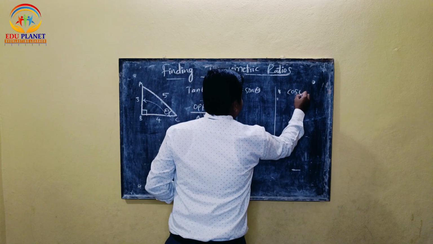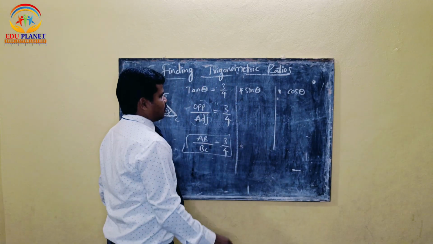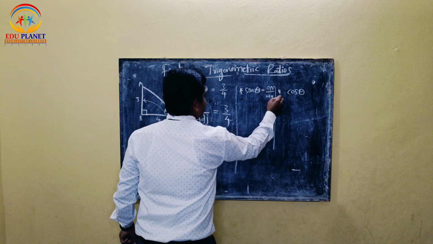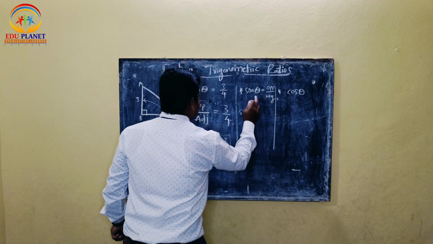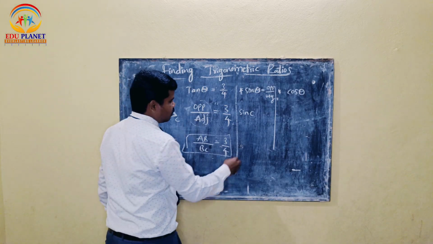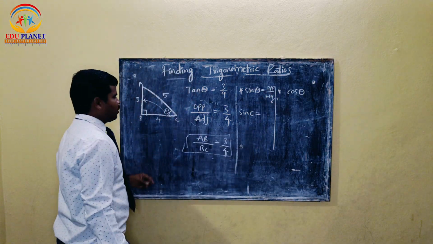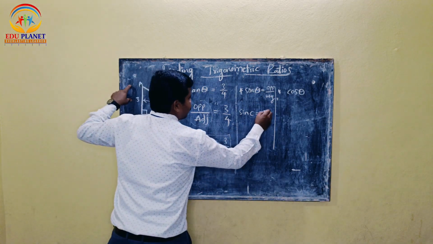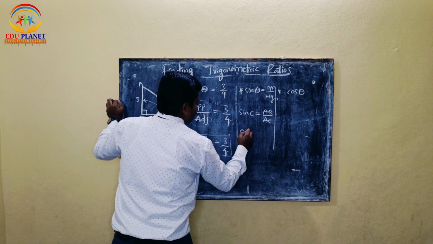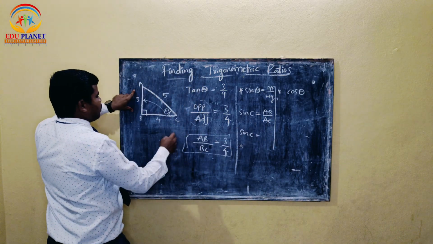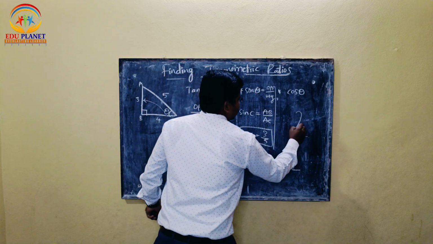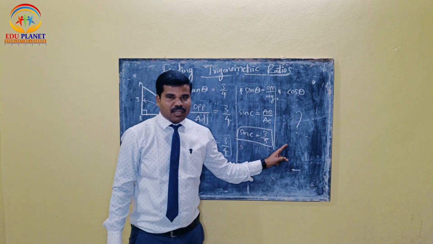See guys, sin theta means what? Sin theta is nothing but opposite side by hypotenuse. Theta is located at point C, so you can write sin C, or else directly you can mention theta also. Sin C equals opposite side. For theta, what is the opposite side? AB, by hypotenuse. Hypotenuse means AC. Finally, sin C equals AB by AC, which means 3 by 5. Please try to find the answer of cos theta.